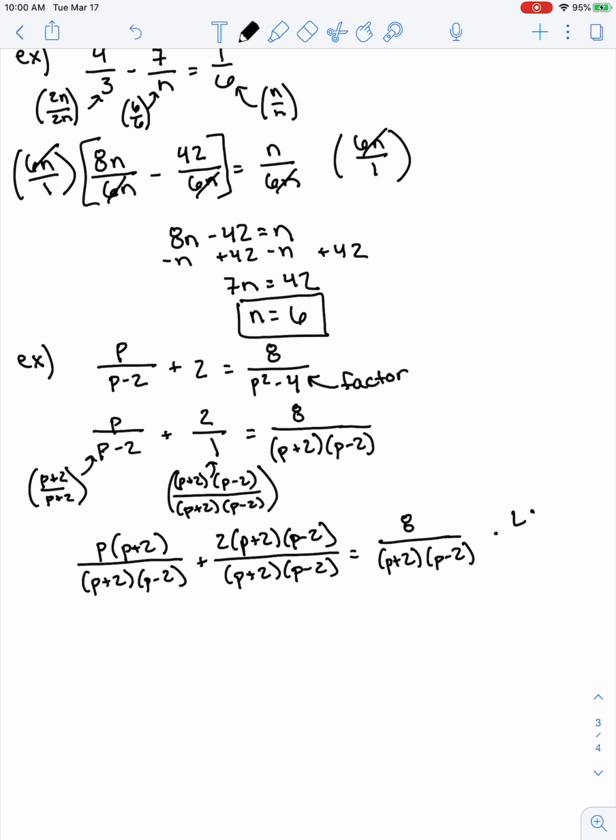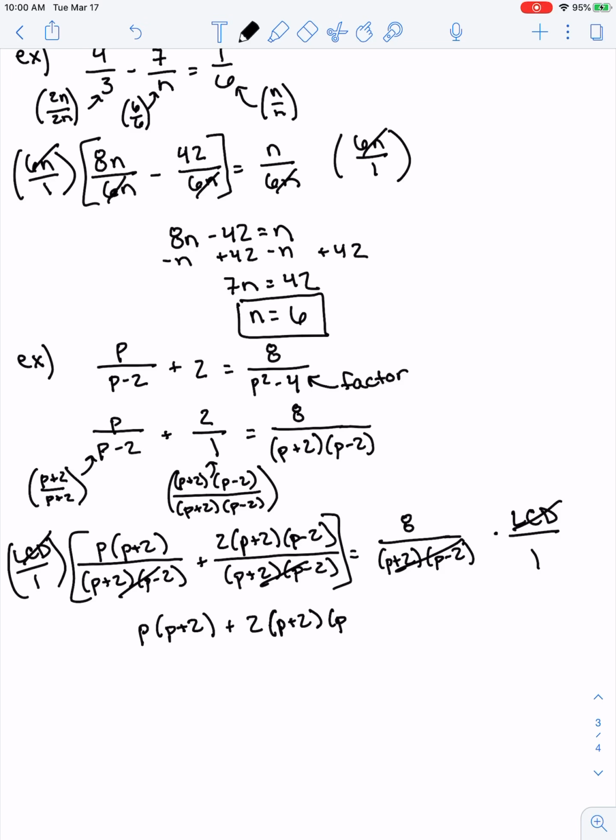If you multiply everything by that common denominator, then it'll cancel out for these terms and these terms, and you are left with p times the quantity p plus 2, plus 2 times the quantity p minus 2, is equal to 8. So I'm going to go ahead and distribute all of these in, distributing these terms to everything.